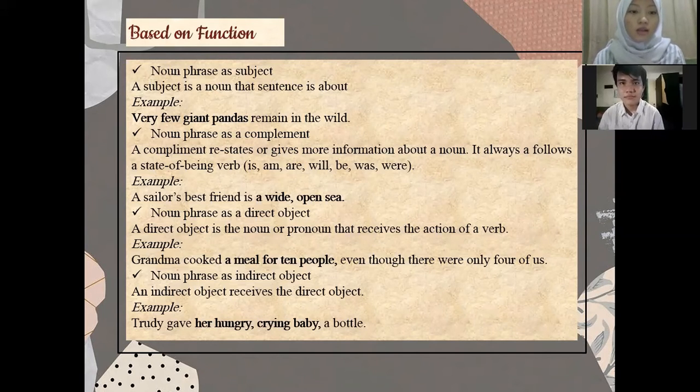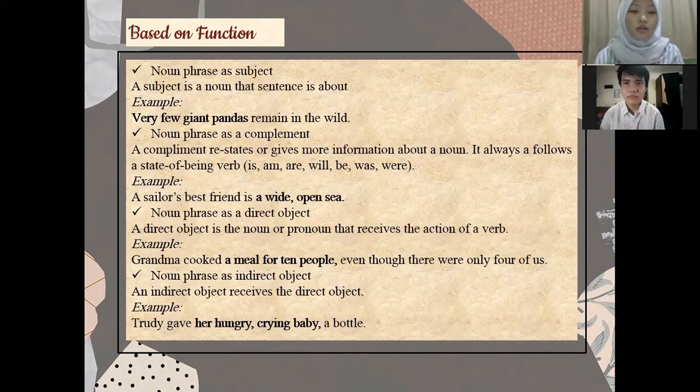And then the next, there's noun phrase as a complement. A complement restates or gives more information about a noun. It always follows a state of being verb: is, am, are, will, be, was, were. For example: a sailor's best friend in the wide open sea.